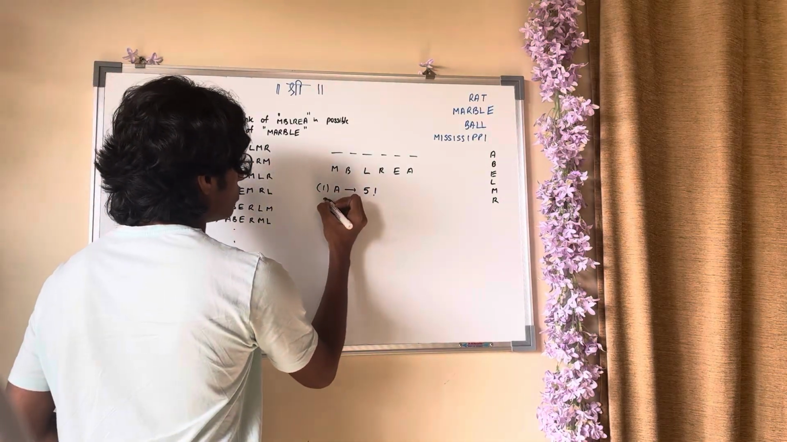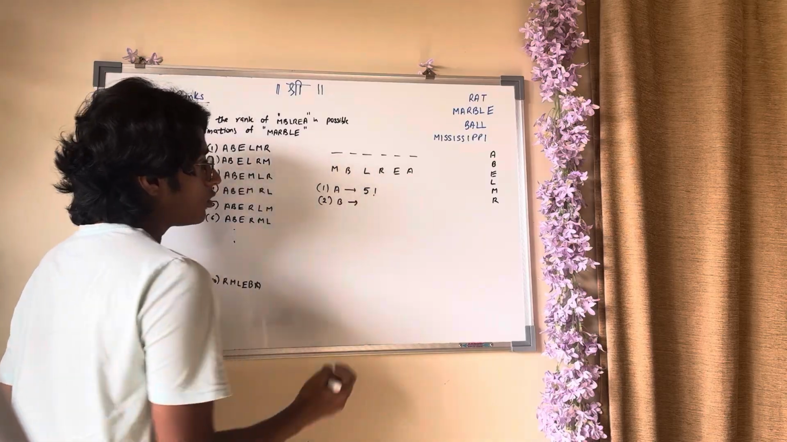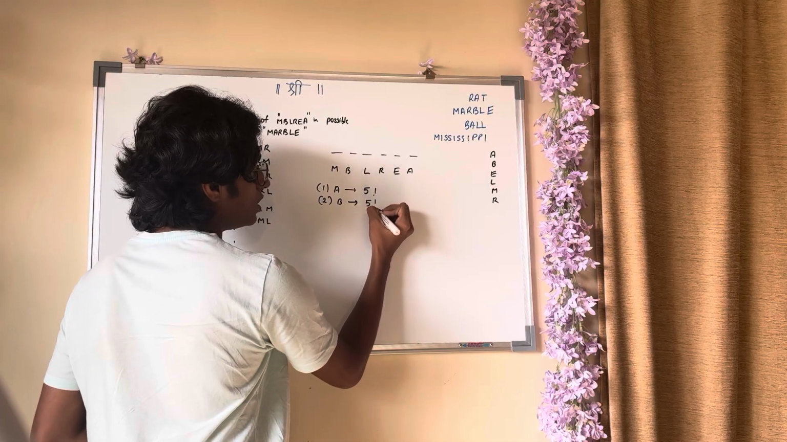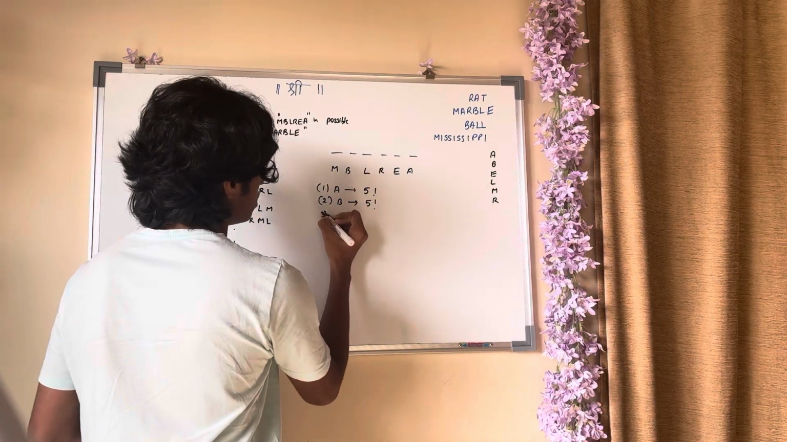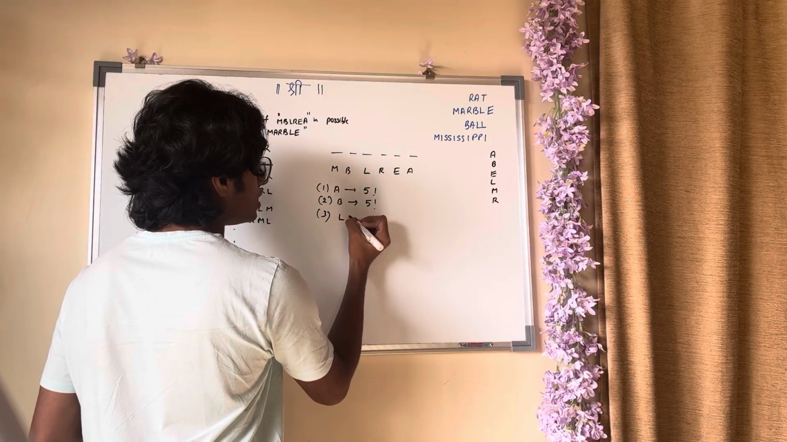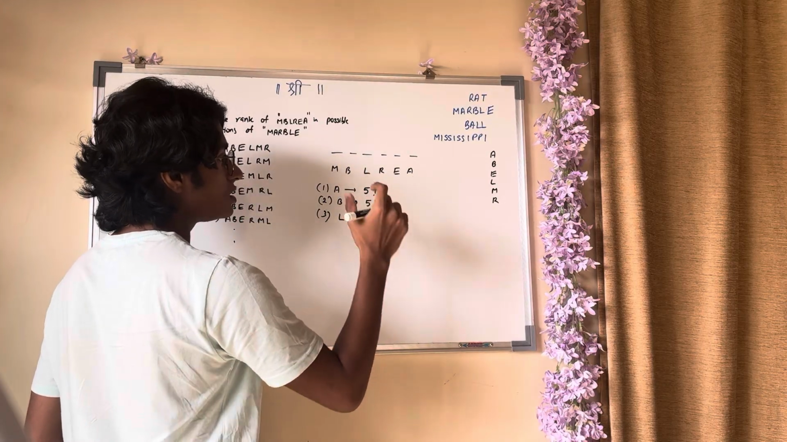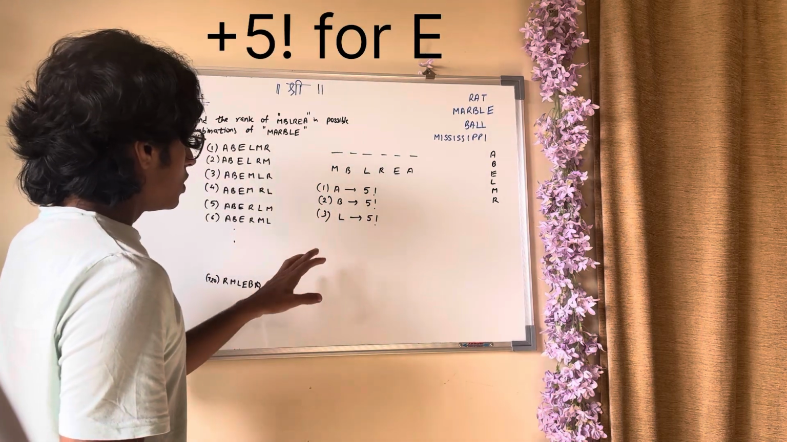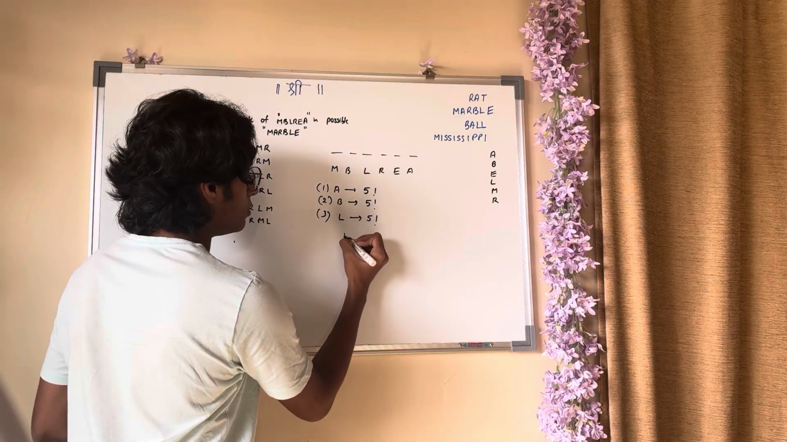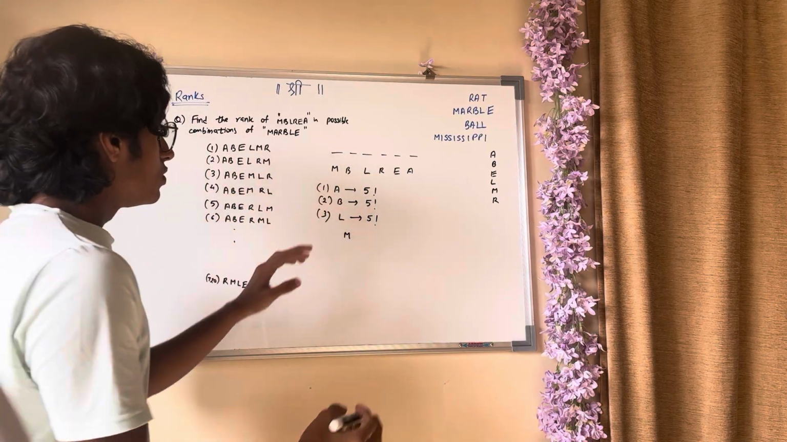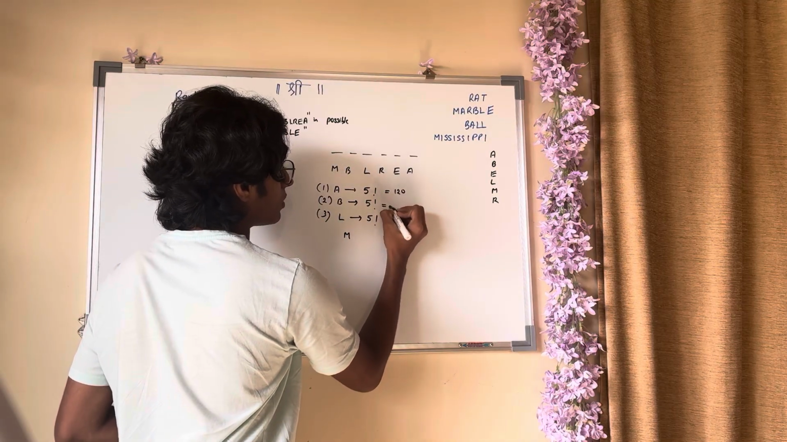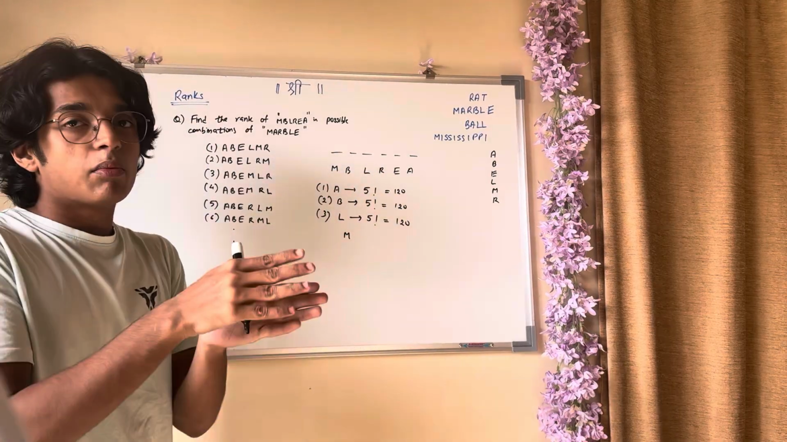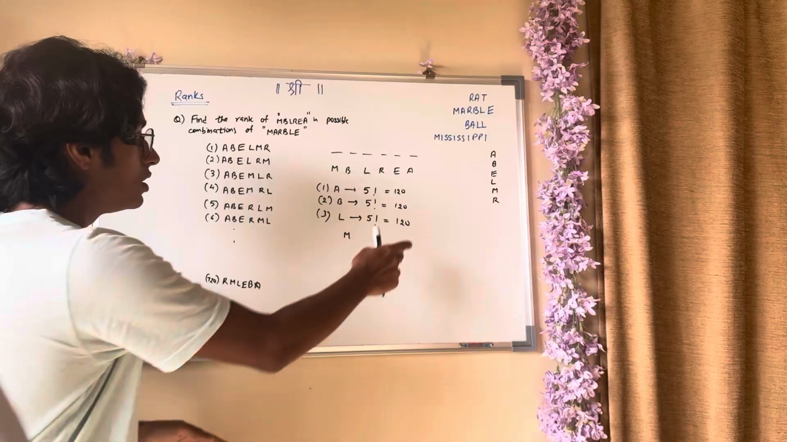Now the second case, where B is the first letter. Obviously the number of dashes remains the same after the first letter, so the number of words starting with B would also be 5 factorial. Third will also be the same, where L is the first letter, and all the words starting with letter L would be 5 factorial. Now 5 factorial is 120, this is also 120, this is also 120. So we know that this word has a rank above 360.